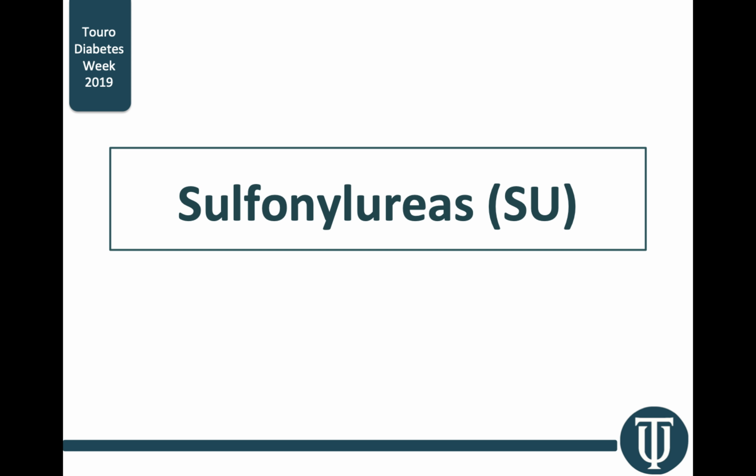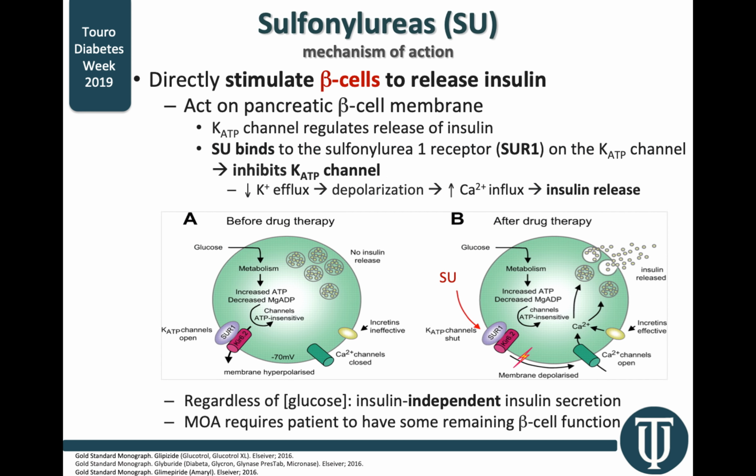So let's start with sulfonylureas. Sulfonylureas directly stimulate beta cells to produce insulin. So how do they act? First, let's take a look at this diagram here.